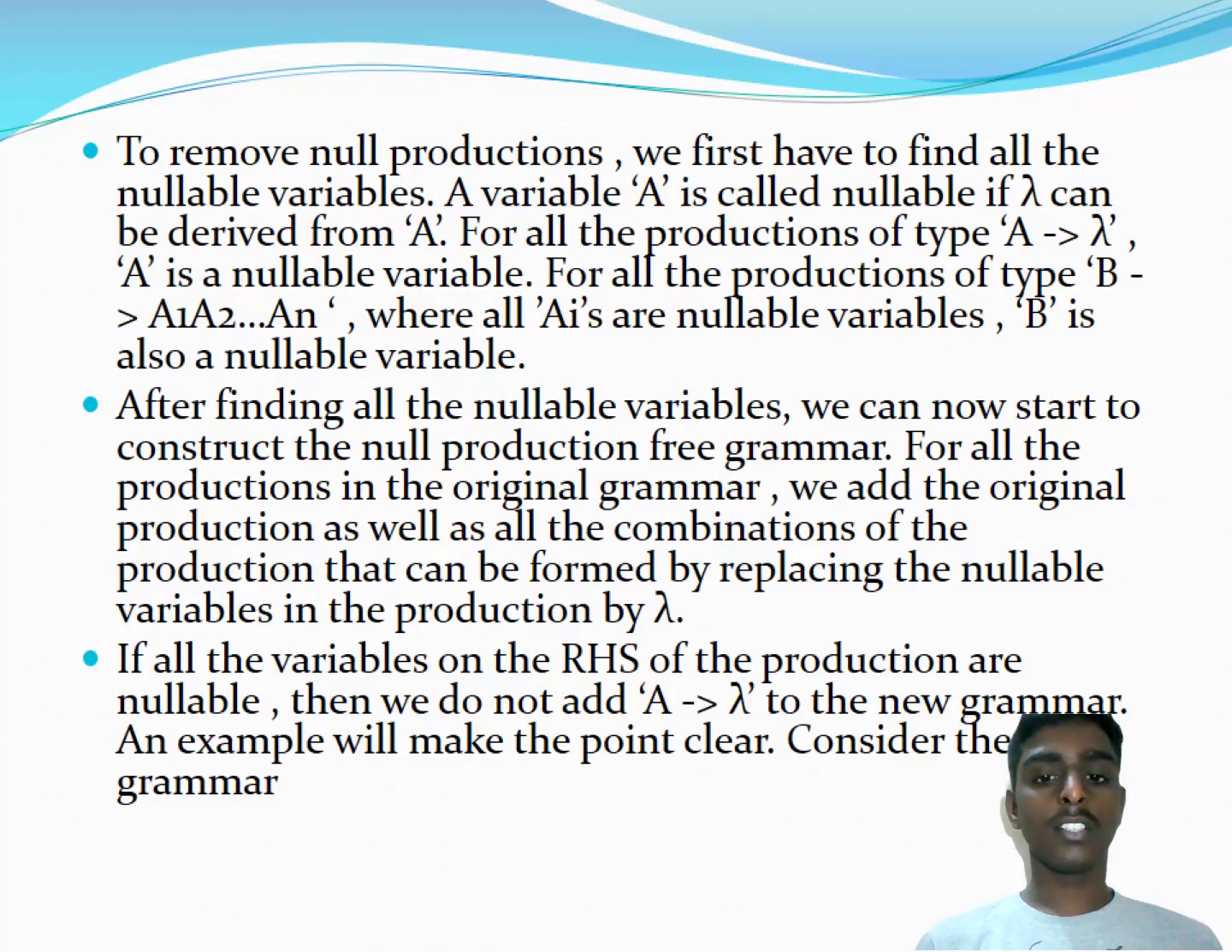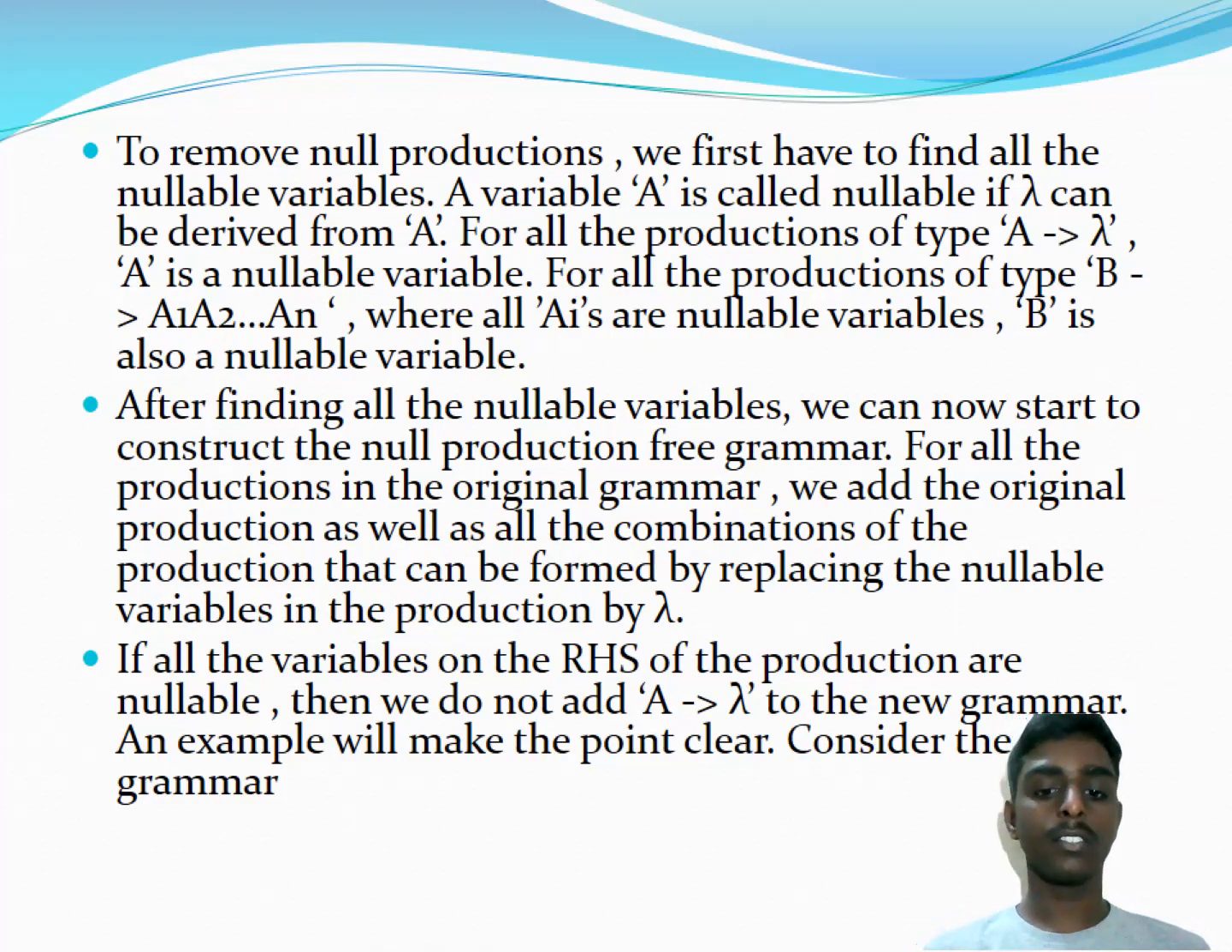After finding all the nullable variables, we can now start to construct the null-production-free grammar. For all the productions in the original grammar, we add the original productions as well as all the combinations of the productions that can be formed by replacing the nullable variables in the production by lambda. If all the variables on the RHS of a production are nullable, then we do not add an A tends to lambda to the new grammar. An example will make the point clear.